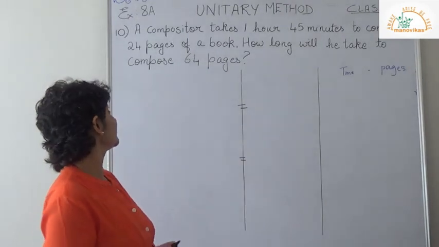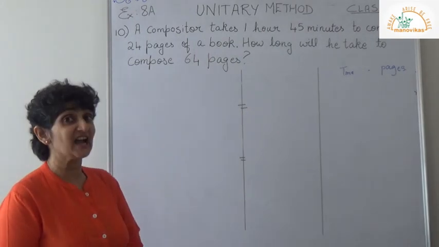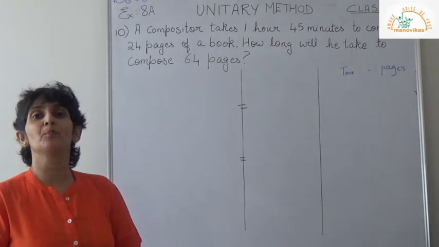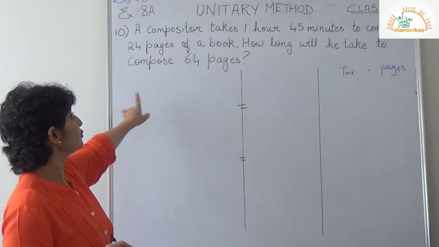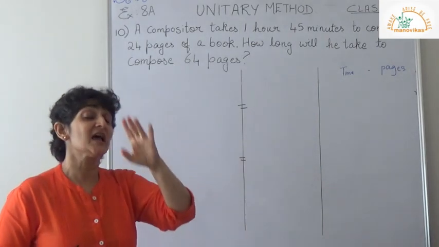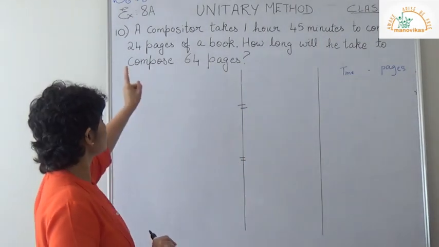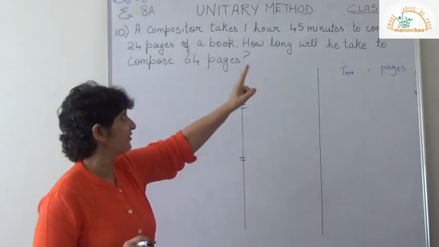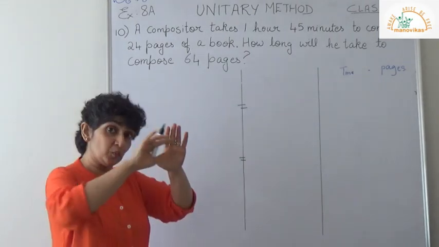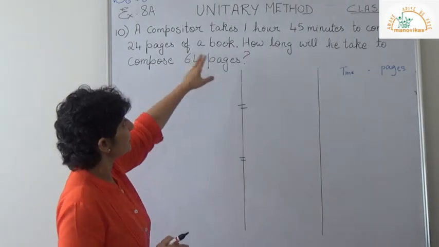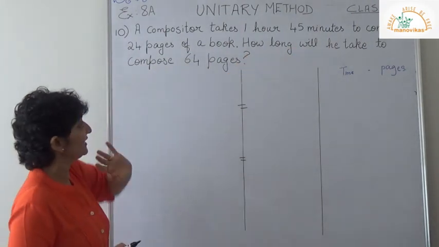Now let's read your question 10. A compositor takes 1 hour 45 minutes to compose 24 pages of a book. How long will he take to compose 64 pages? How long? So that means we need to find the time. So here, 1 hour 45 minutes.